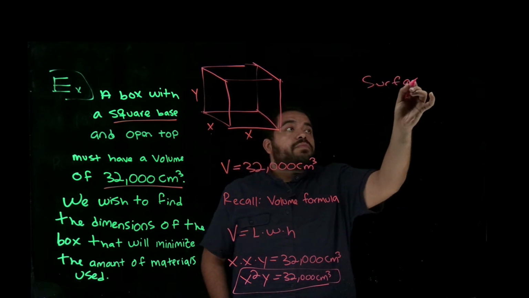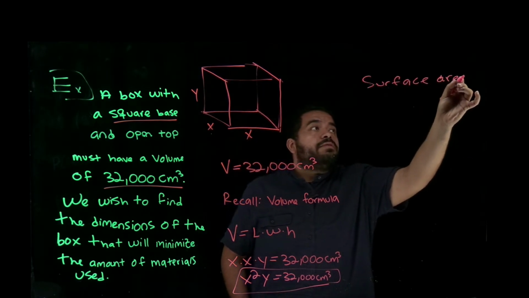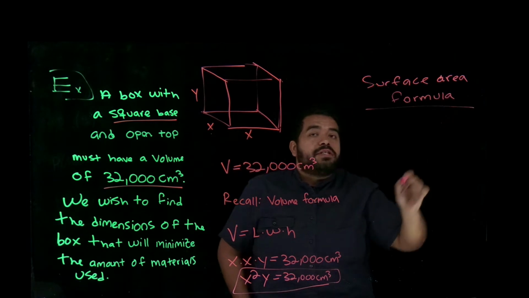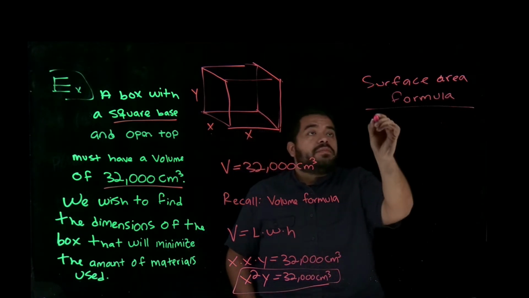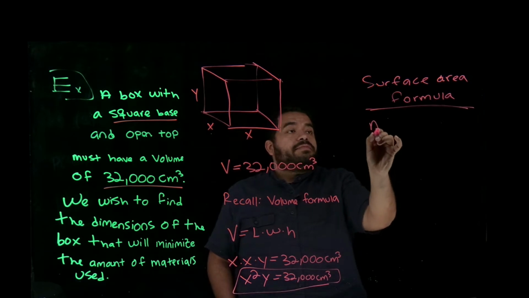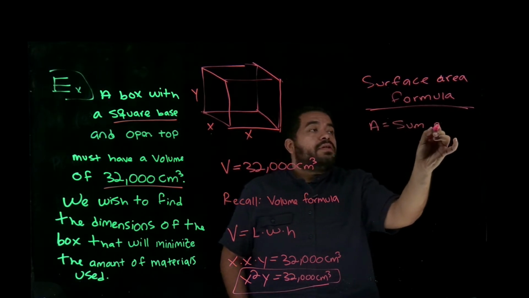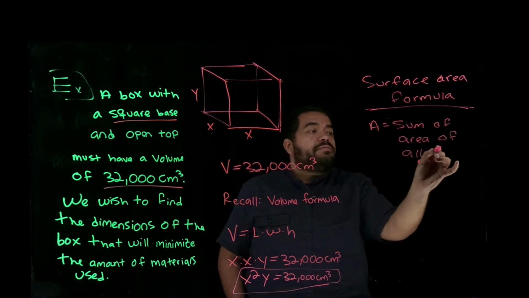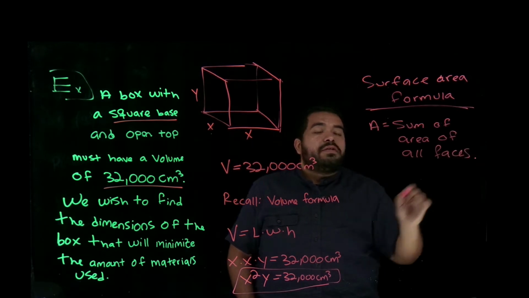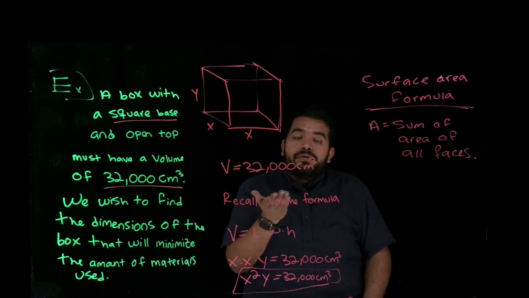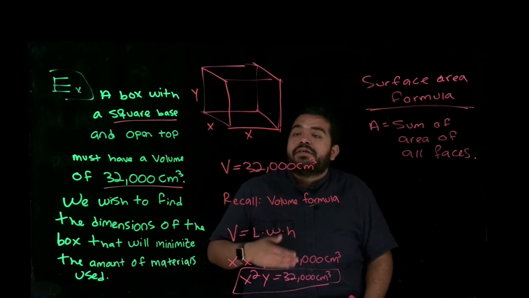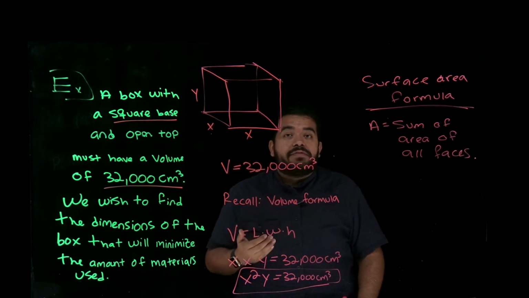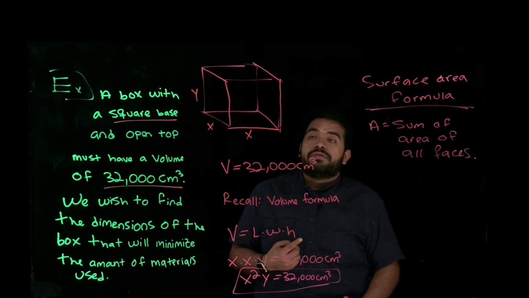Surface area formula. And if you guys remember, for something like this, we like to say that the area is equal to the sum of the area of all faces. So what do I mean by that? That means I am looking at the bottom portion, so that is a square. We have to find the area of that, plus the area of all the sides that we have in this figure here. Remember that this figure does not have a top, so this is important to this part here.